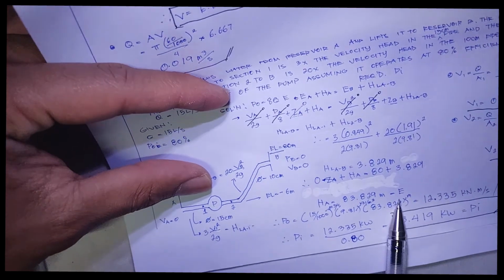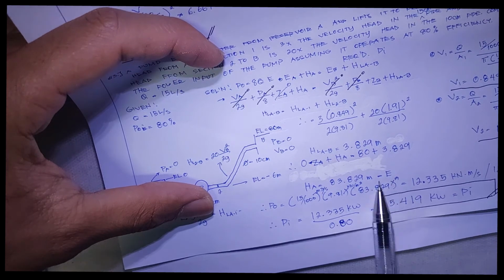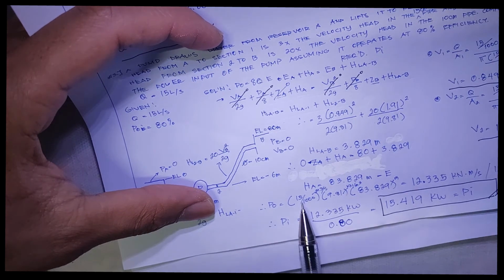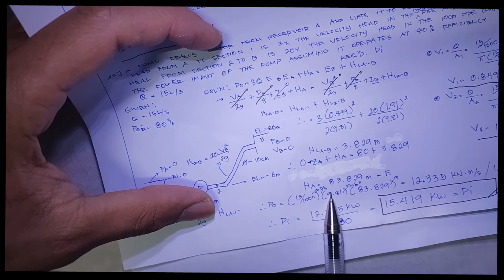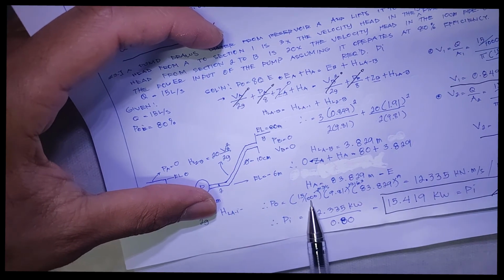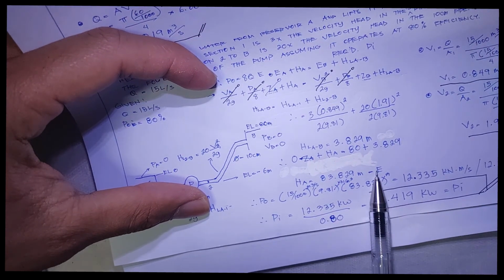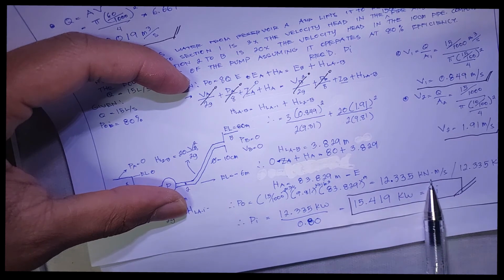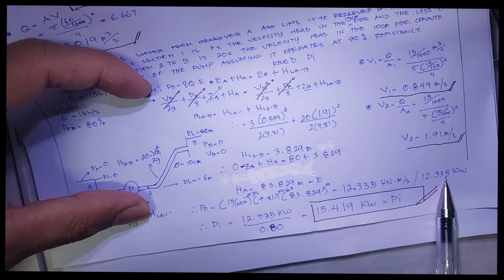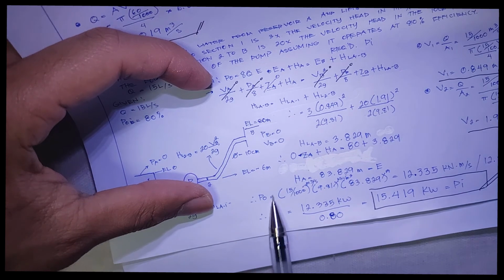This HA will be the value for E. So, substituting into the formula for PO, which is equivalent to the discharge times the specific weight of the fluid times the value of E, we have the discharge 15 over 1000 multiplied by 9.81 times 83.829, which is the value for E. So we have 12.335 kilonewton meter per second, or 12.335 kilowatts.